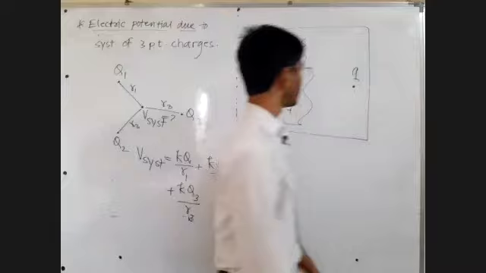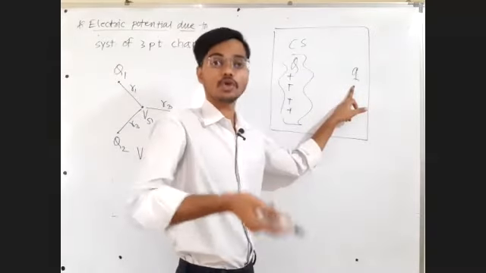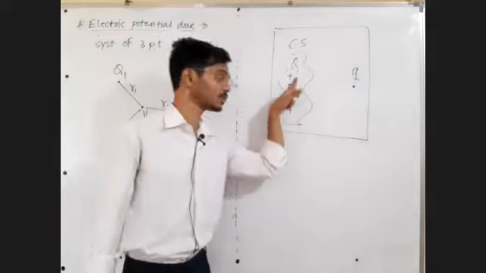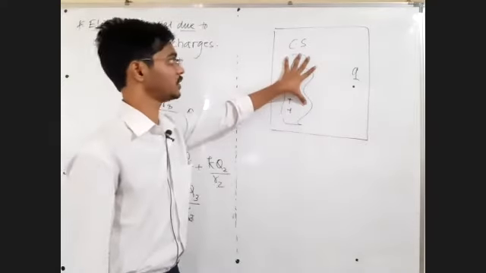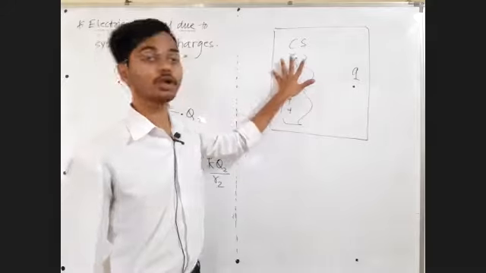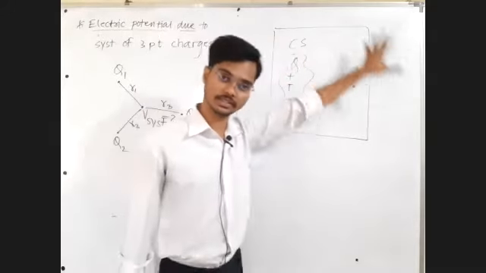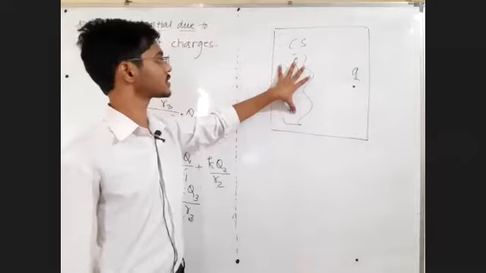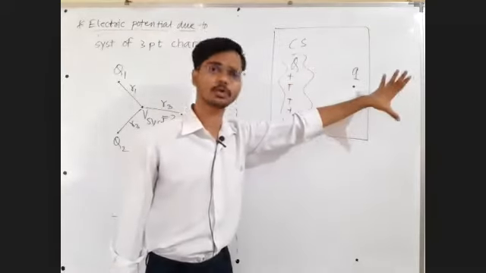Now here potential will be because of whom? Here, the potential will be because of the given charge system. This charge system produces the electric field. This charge system also produces the potentials. So at different points around this charge system, there will be potentials.